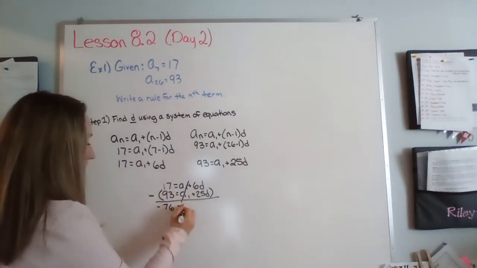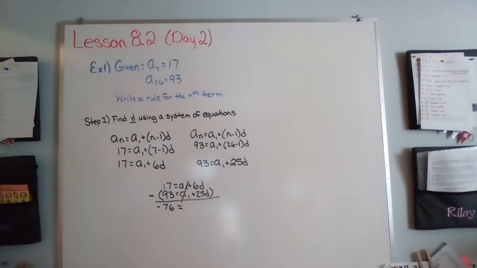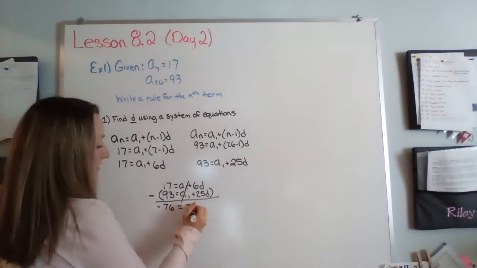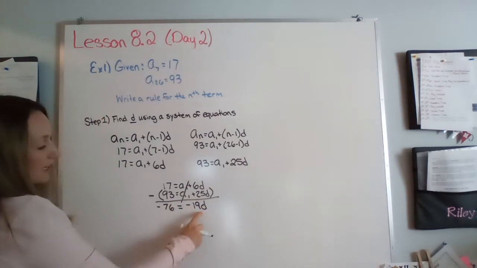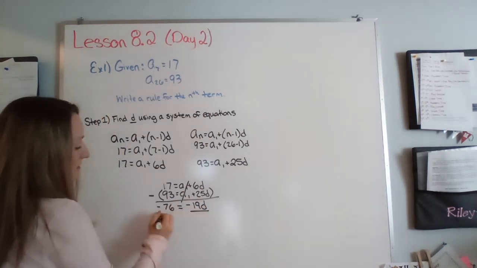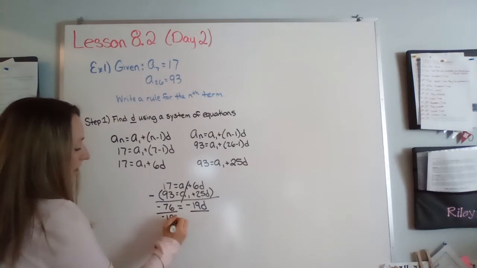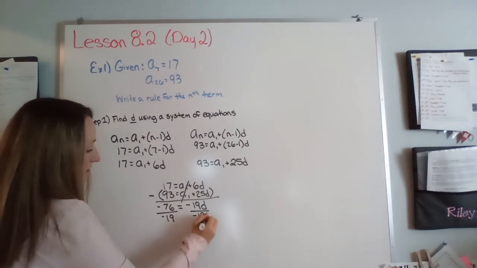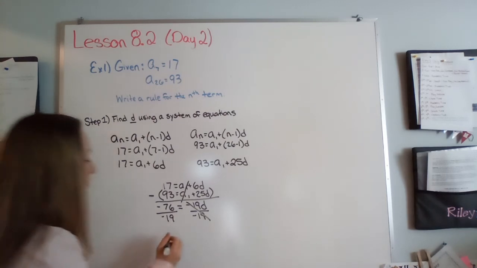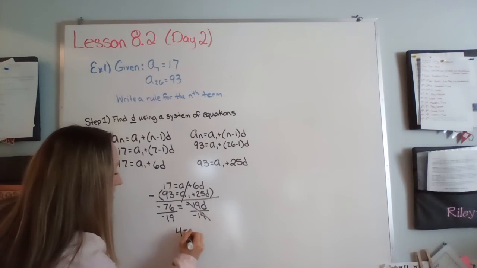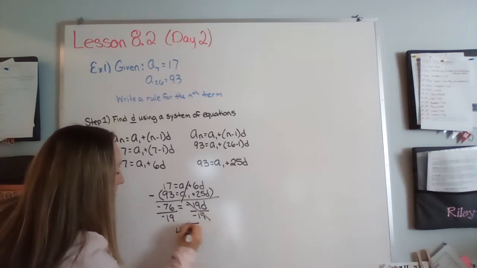Let me bring down the equal sign. Then I have 6 minus 25, which gives you negative 19d. Now this equation has one variable, so I can divide both sides by negative 19. Negative 76 divided by negative 19 is a positive 4. So now I know my common difference is 4.